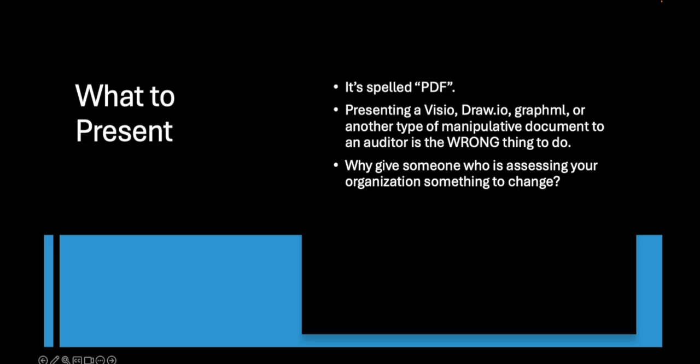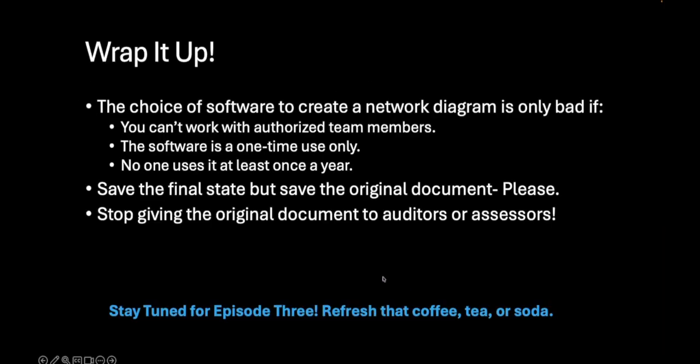Isn't that short and sweet, right? So, just wrapping it up. Choice of software: it's only bad if you can't work with authorized team members. If the software is one-time use only, we've seen this before: oh, well, I didn't log in, but I used this free software online. I created the document. I saved it as a Word file or a PDF, and I don't have it. And, of course, if you're not updating it at least once a year, that's a bad thing.